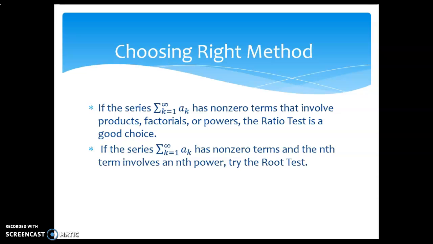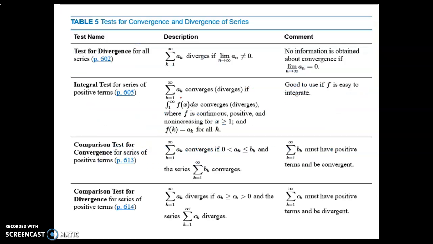If the series a sub k has non-zero terms and involves products, factorials, or powers, the ratio test would be a good choice. If the series a sub k has non-zero terms and the n terms involve an nth power, try the root test. So as you know from here, there is no one way of getting these tests done. So you use your judgment, you use your experience to come up with the right test at the right time.